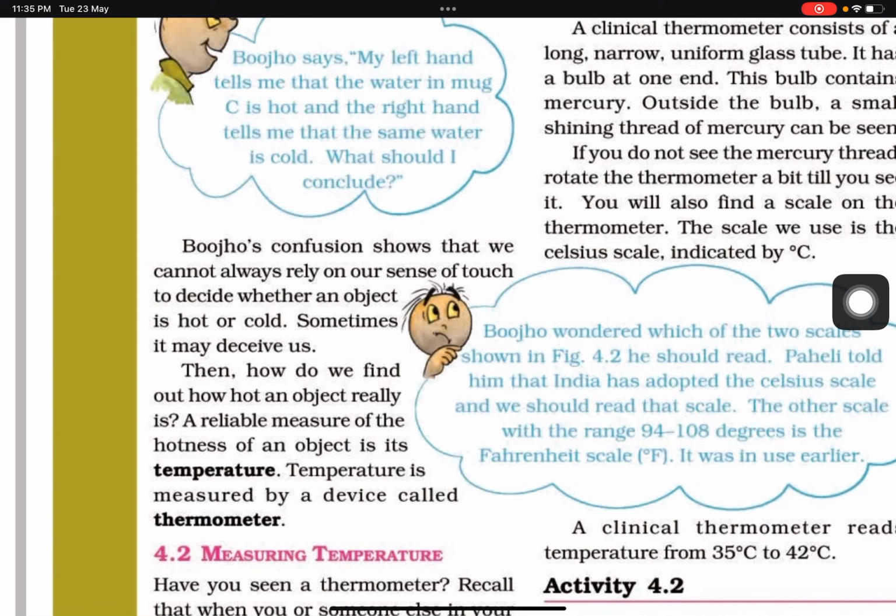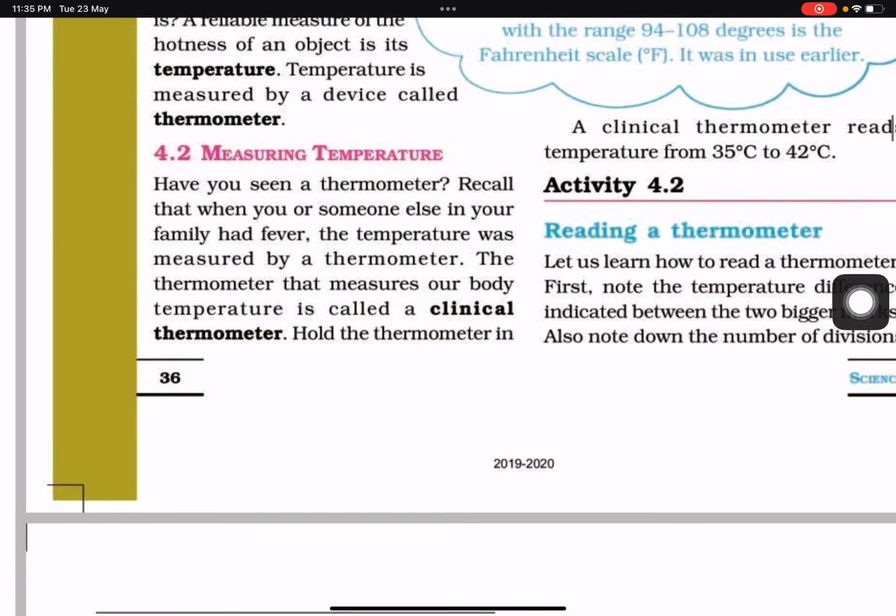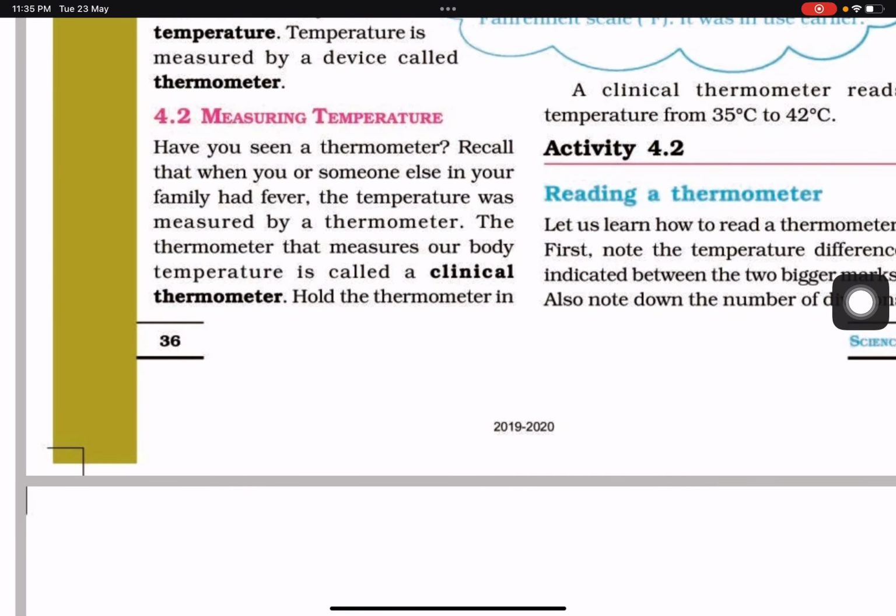A reliable measure of the hotness and coldness of an object is its temperature. So temperature is a unit or scale that gives us how hot or how cold an object is. Temperature is measured by a device known as a thermometer. If there are any queries, ask me in the comments section. So the third topic is measuring temperature.